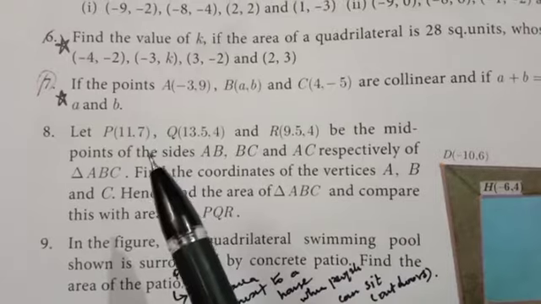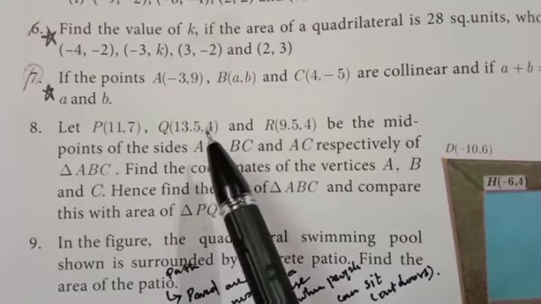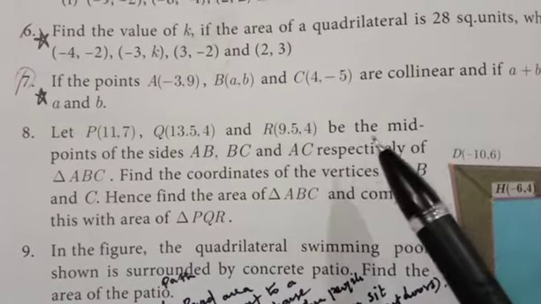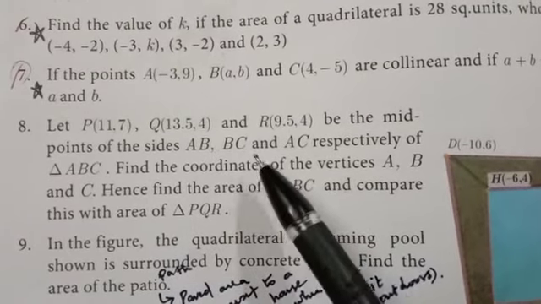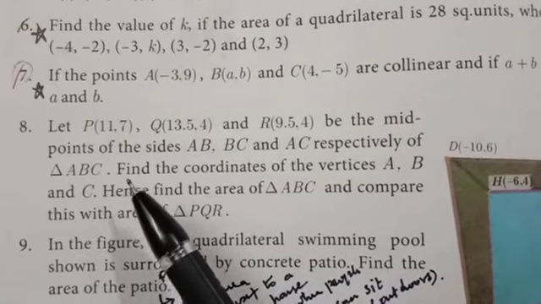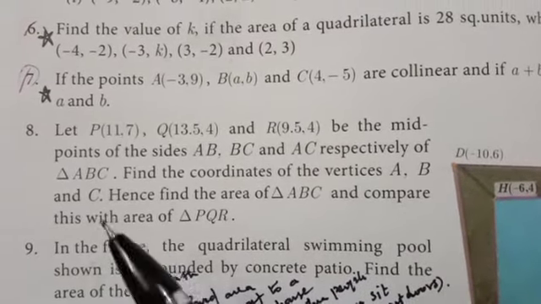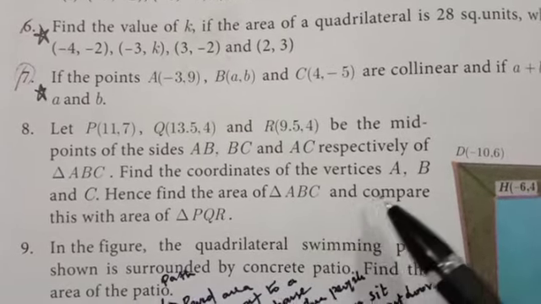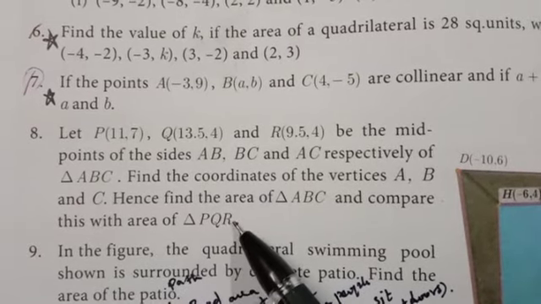Now the eighth problem. Let P(11, 7), Q(13.5, 4) and R(9.5, 4) be the midpoints of the sides AB, BC and AC respectively of triangle ABC. Find the coordinates of the vertices A, B and C. Hence find the area of triangle ABC and compare it with the area of triangle PQR.